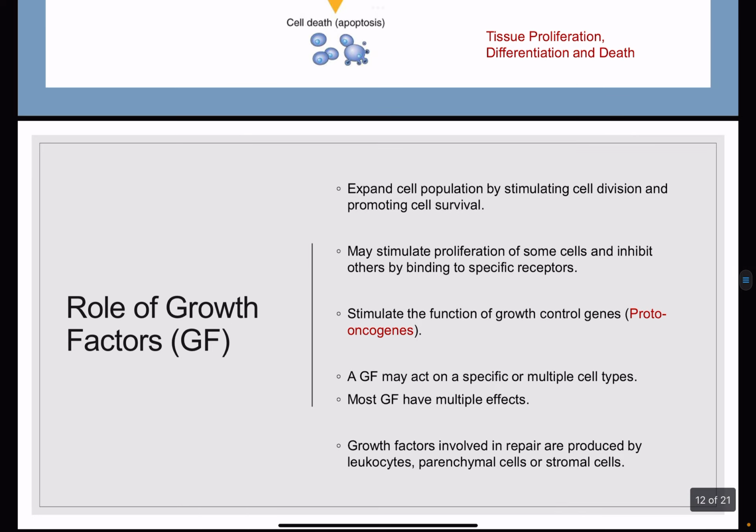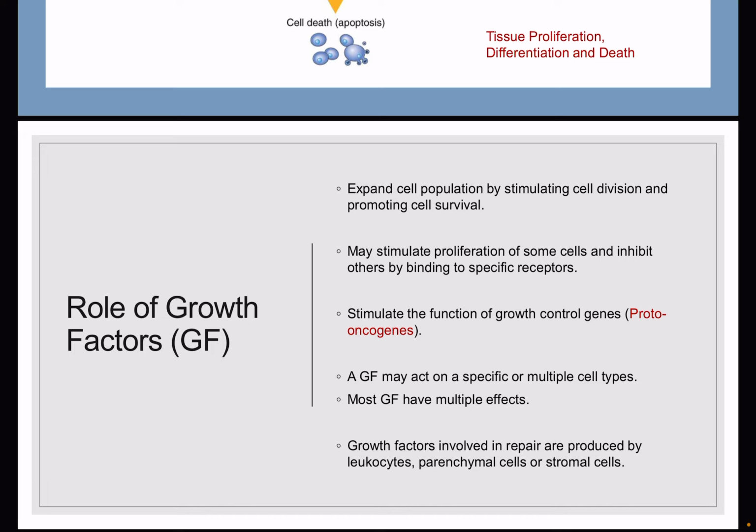If there is no receptor, they will not work. But this is something very special. The same growth factor binds to a special receptor on one cell, causing it to divide, promoting cell division. The same growth factor binds to another type of receptor on another cell and stops its cell division. So it's to do with specific receptors.